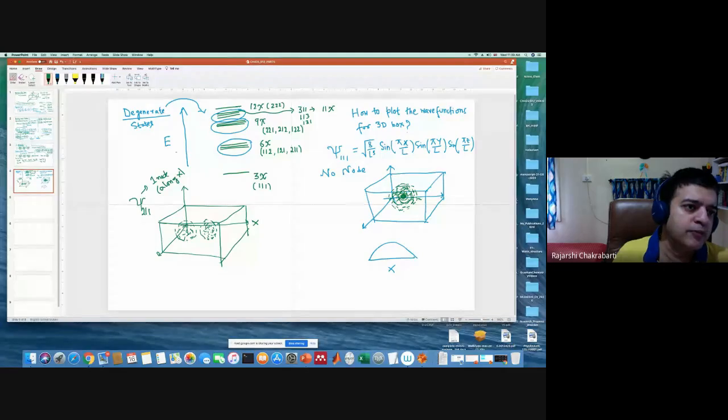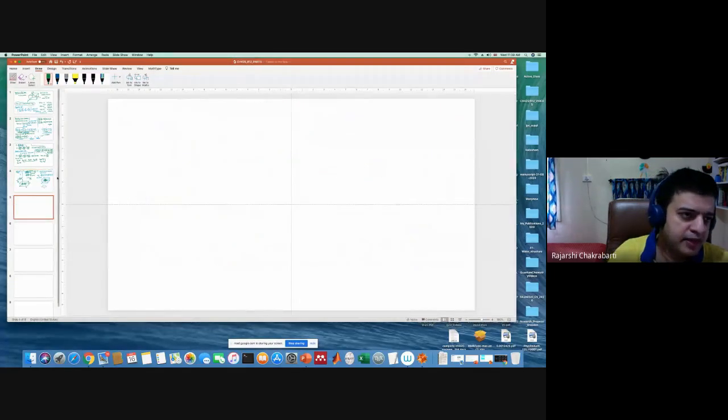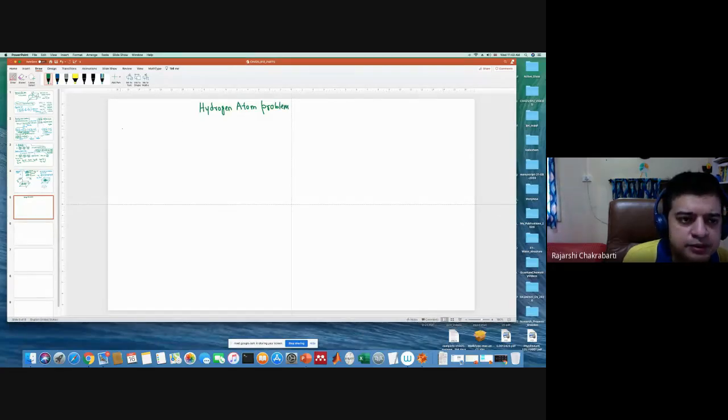So with that, we'll stop discussing particle in a box related problems, and we move to the most important problem in chemistry, I would call it, and this is called the hydrogen atom problem. How many of you solved this hydrogen atom problem? This is a real system because the hydrogen atom exists, and we can create a hydrogen atom in isolation.